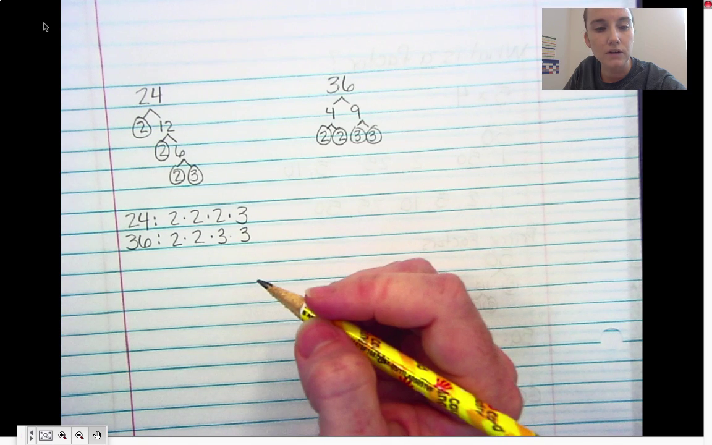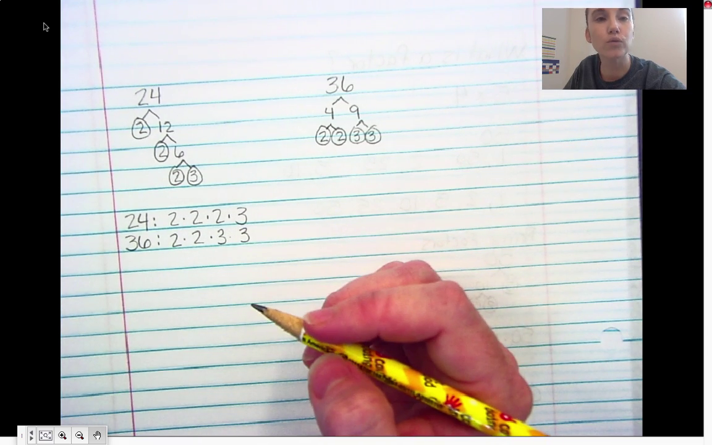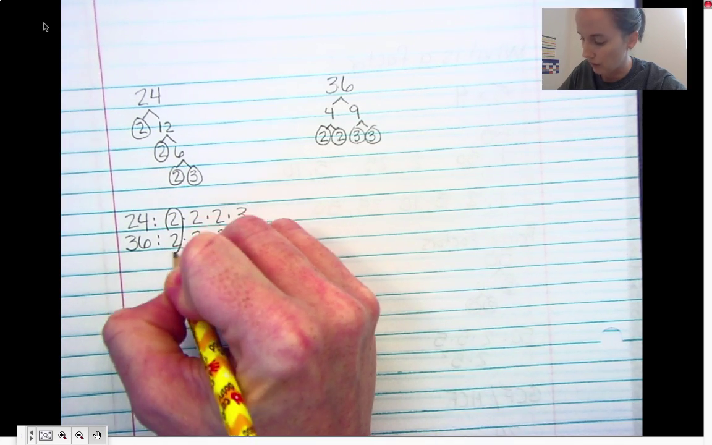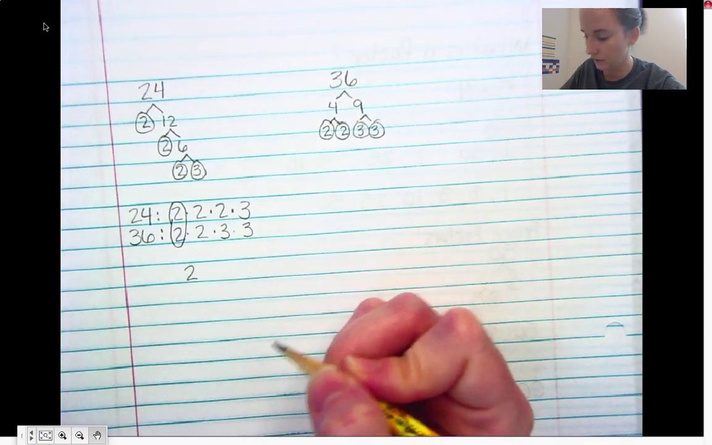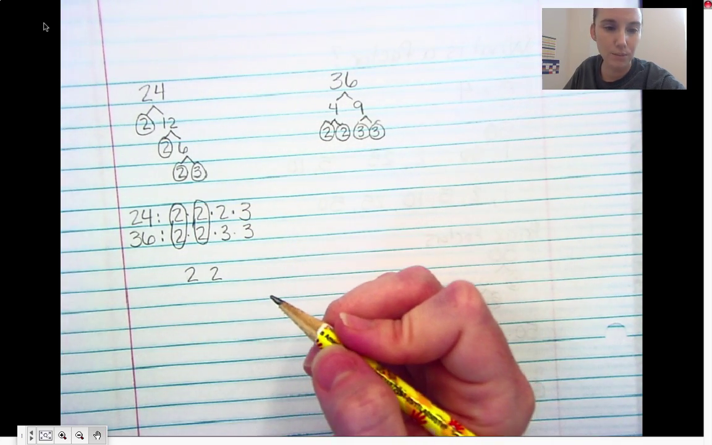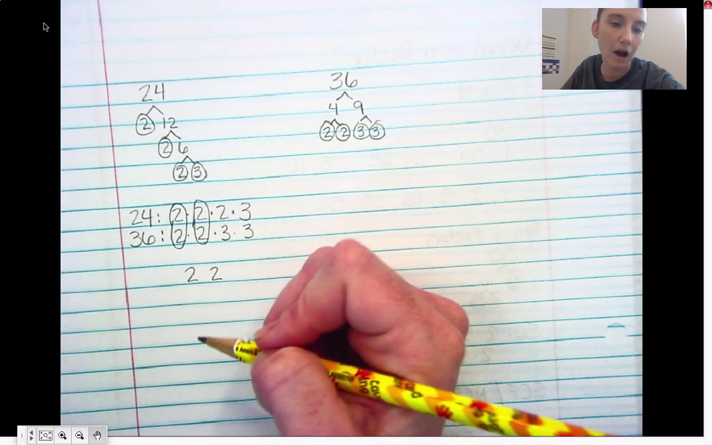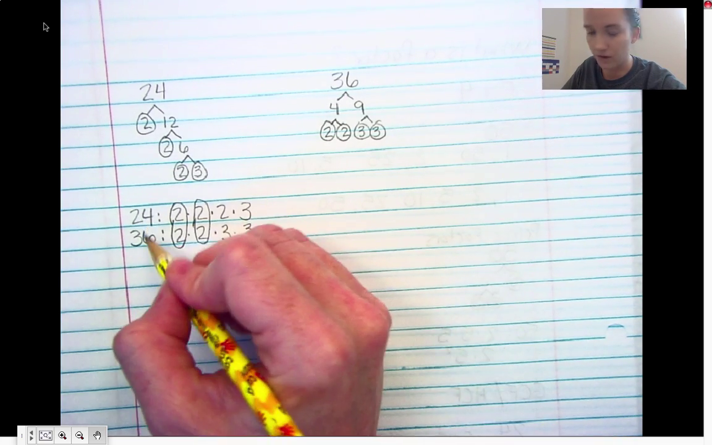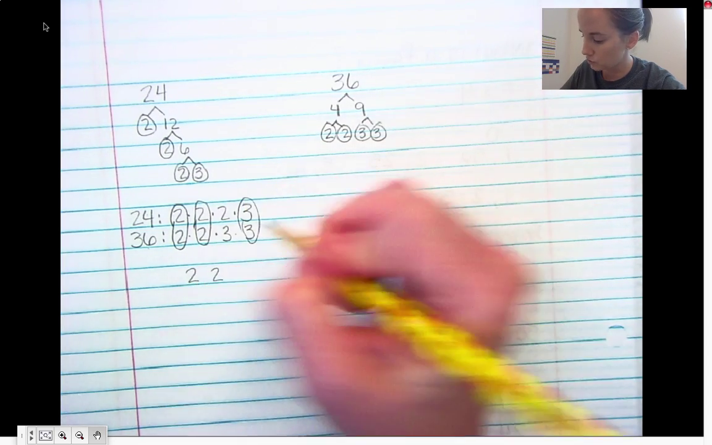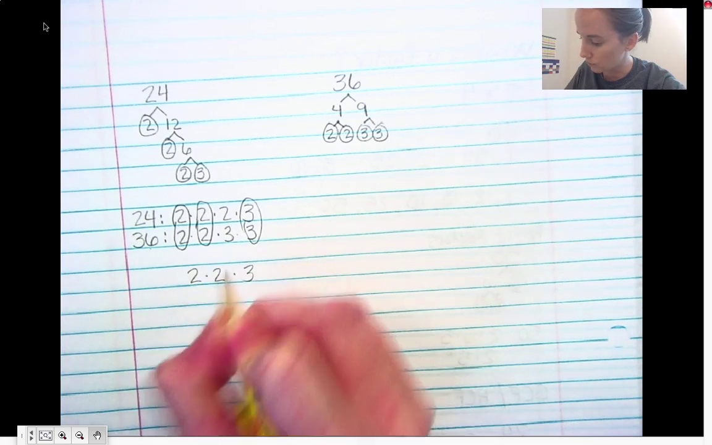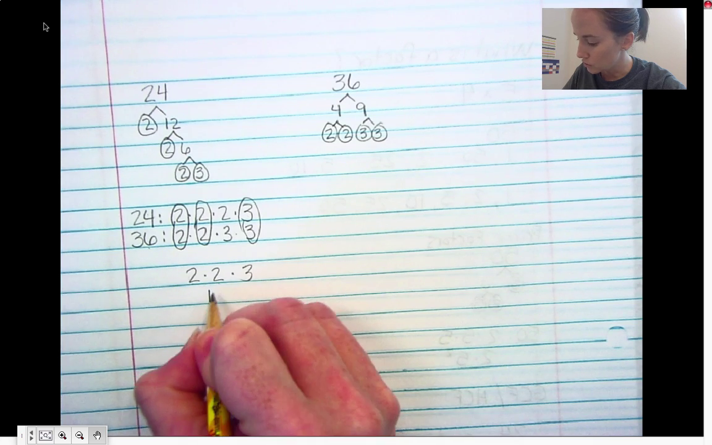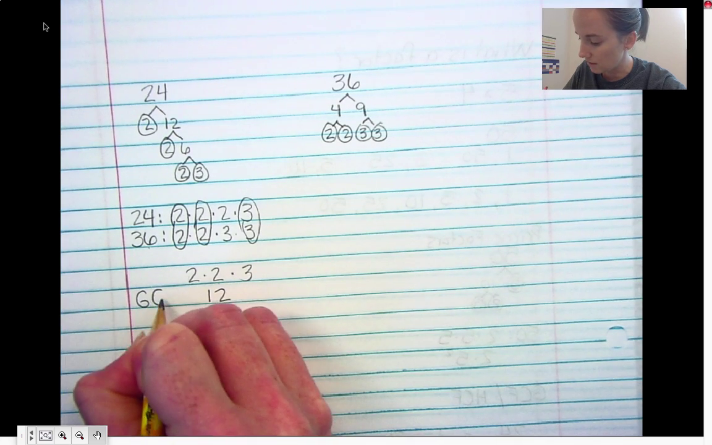And what I want to do here is each time I see a pair, I want to write down the number that is part of that pair. So here is a pair, so I'll write down 2. Here is a pair, so I'll write down 2. Again, when I say pair, I'm saying when there is a number in common with both of the values you started with. And then here is a pair, so I'll write down the 3. And we multiply these values together. 2 times 2 is 4, 4 times 3 is 12, so 12 is the GCF or HCF.